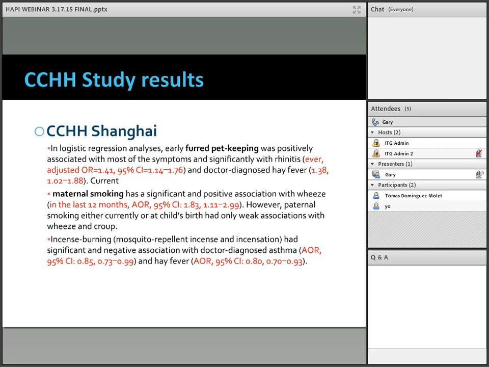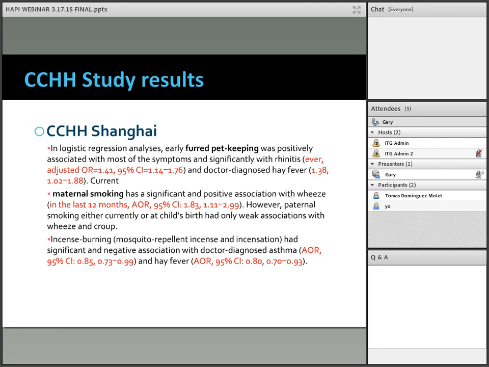You can read this after the fact if you want, but whether you have pets is associated with rhinitis or hay fever, maternal smoking, once again something very much in the control of occupants, and incense burning is associated with doctor-diagnosed asthma. This is out of the CCHH Shanghai study.